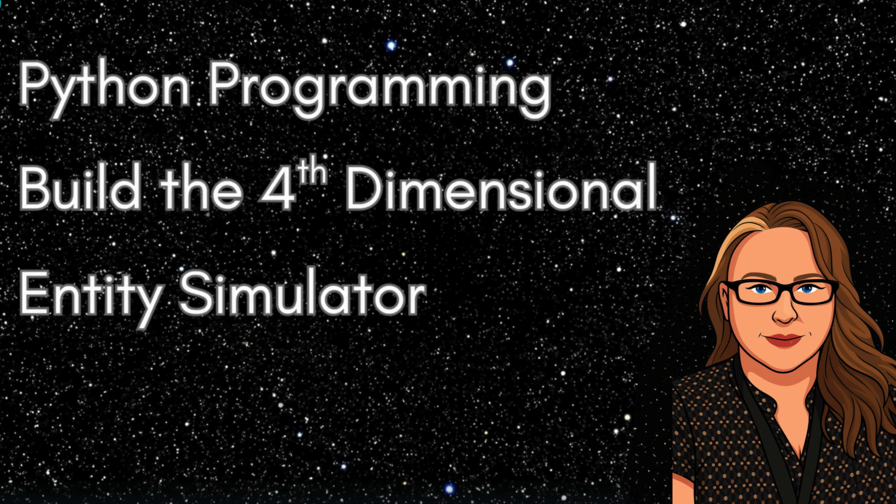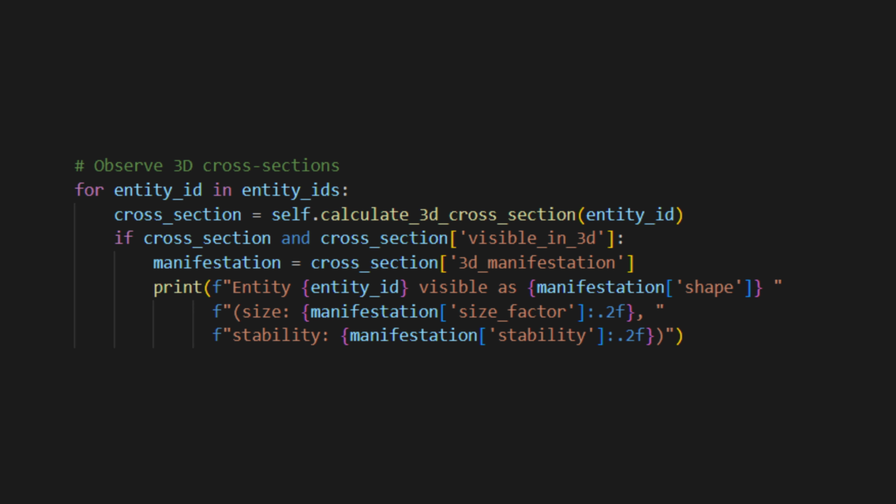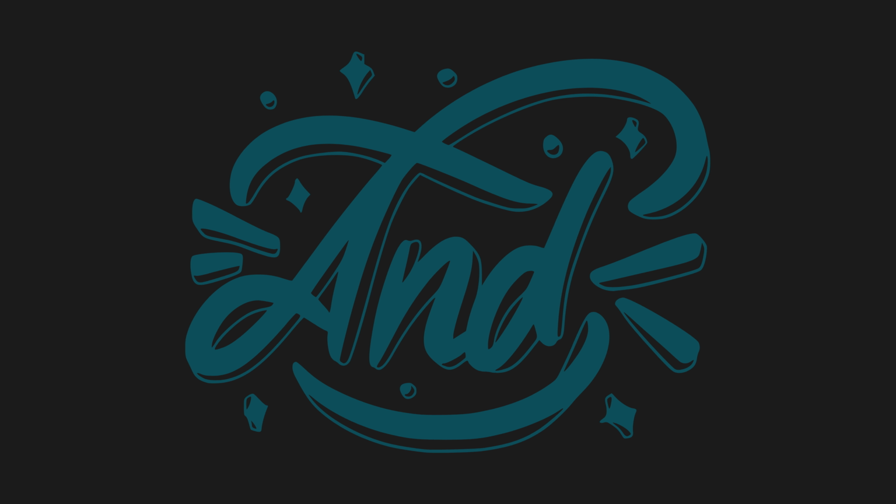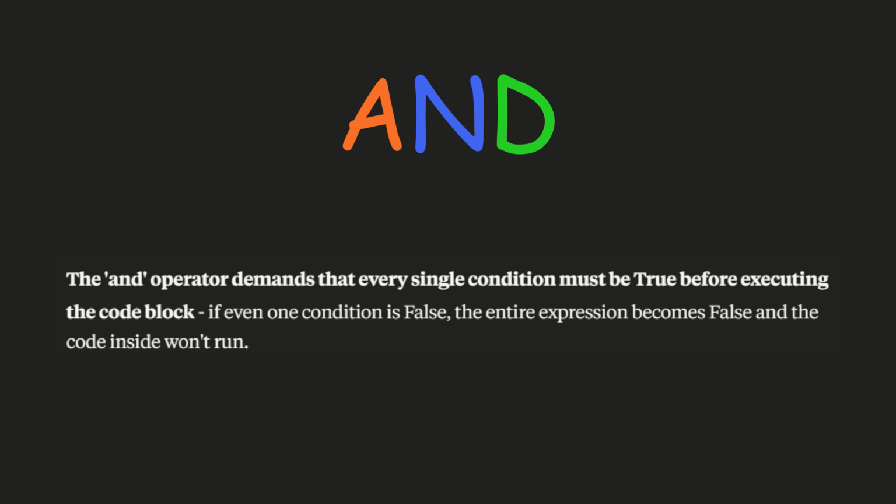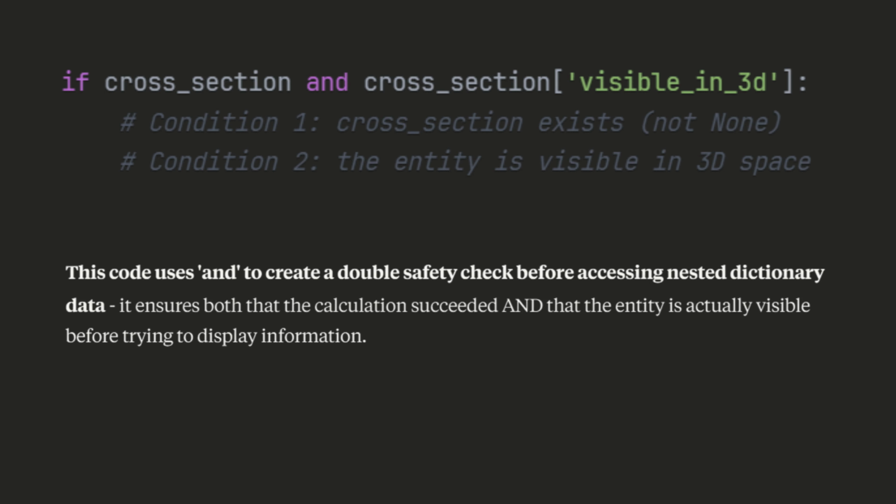Here, observing 3D cross-sections for all entities, we get to this conditional check: if cross-section and cross-section visible in 3D, colon. We're encountering the AND operator here, and this is Python's logical connector that requires all conditions to be true before executing code blocks. This enables sophisticated decision-making with multiple criteria.